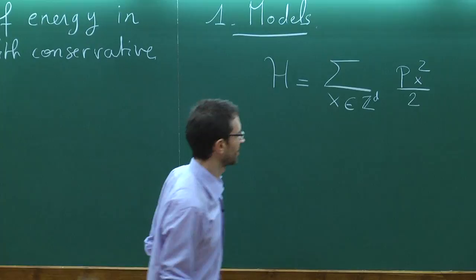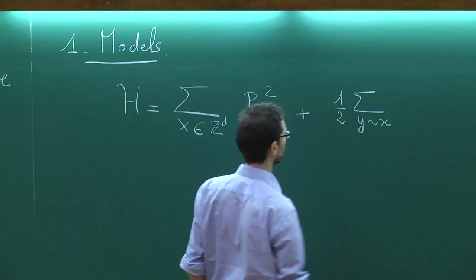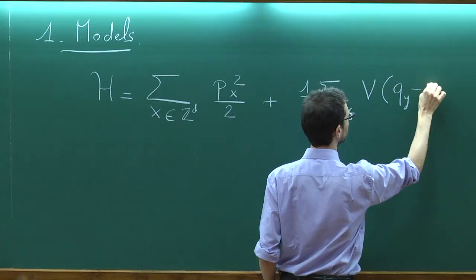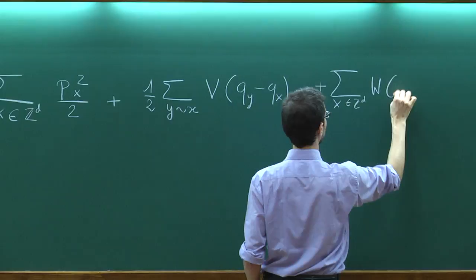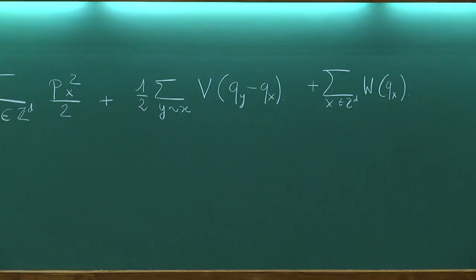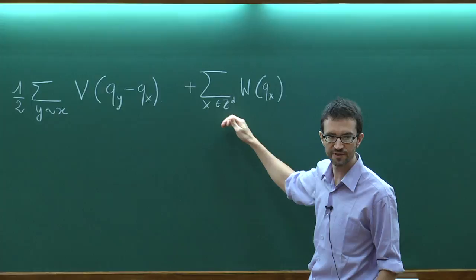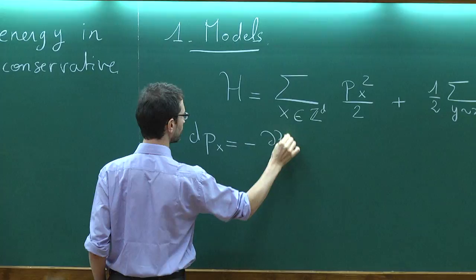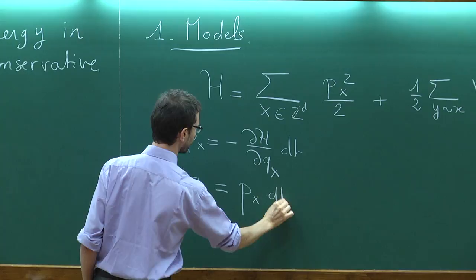Then you can assume that there is some interaction between nearest neighbor particles. Here this notation denotes the particles which are nearest neighbors close to x. Then you have some interaction potential V(q_i minus q_x), plus some pinning potential W. This is a formal Hamiltonian since it is an infinite sum, but in fact we can make sense of the dynamics corresponding to this Hamiltonian, which is just given by Newton's equation: d p_x is equal to minus dH over dq_x dt, and d q_x is just p_x dt. So we can make sense of these dynamics.